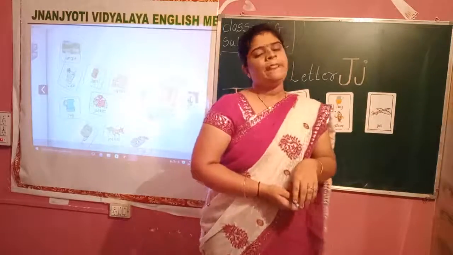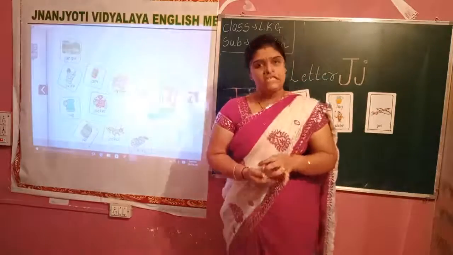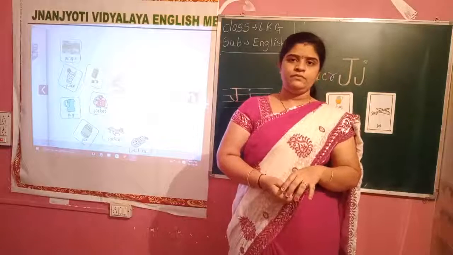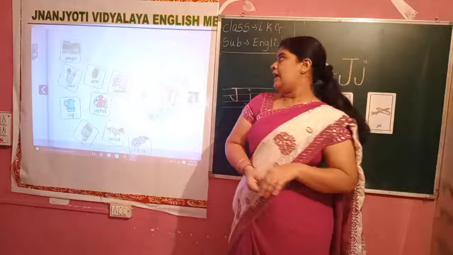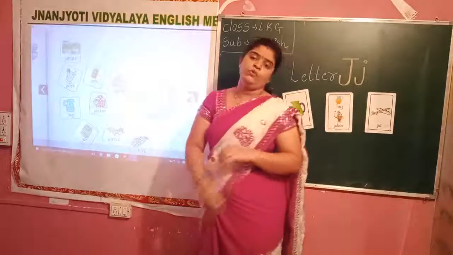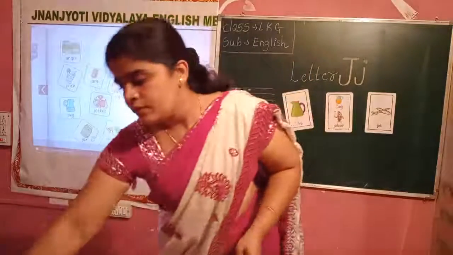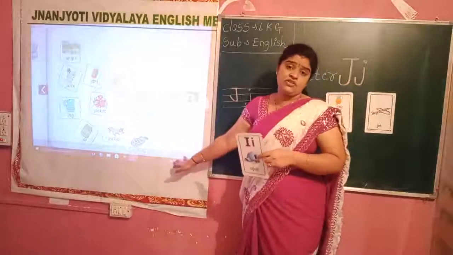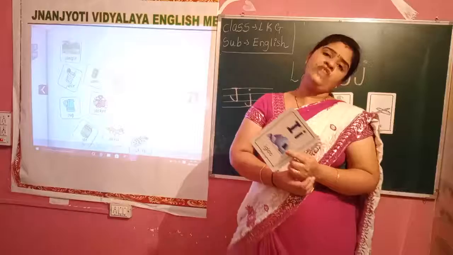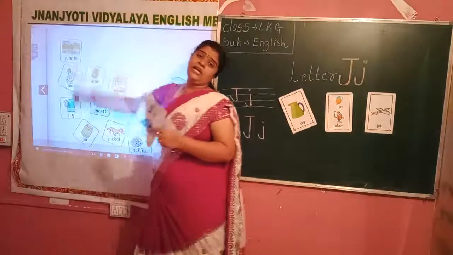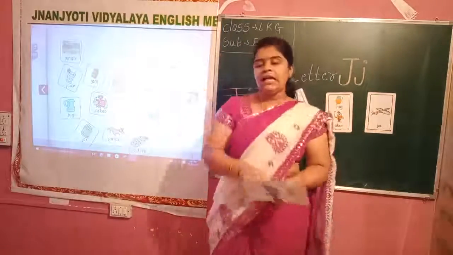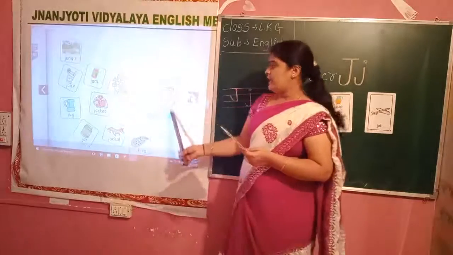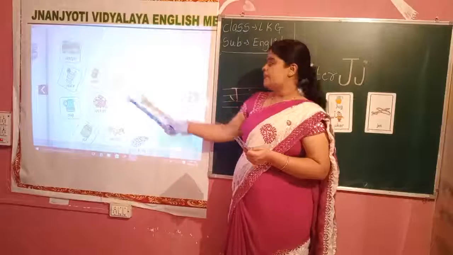Yes, children. A few more examples are given to you in your textbook. All of you open your textbook at the letter J. Children, did you get it? In the textbook, they have given some pictures. Which words begin with the letter J? For example, here they have given jungle. J for jungle. Okay. Next one. J for jigsaw.